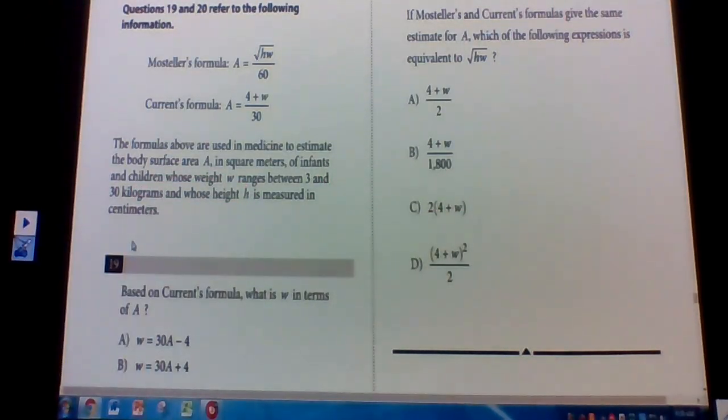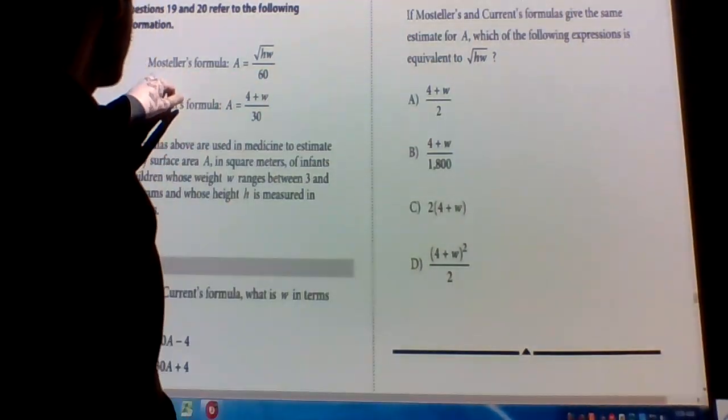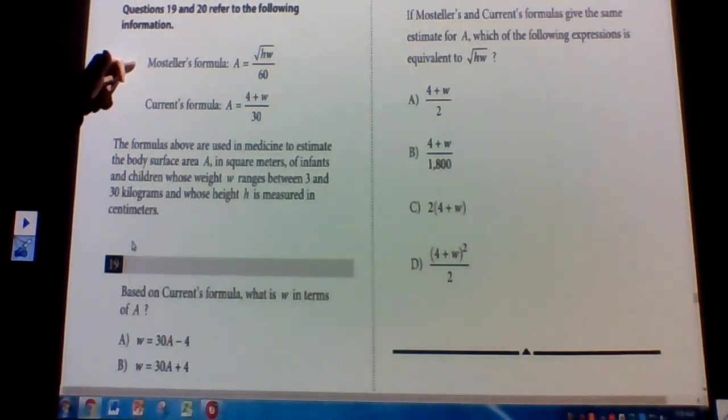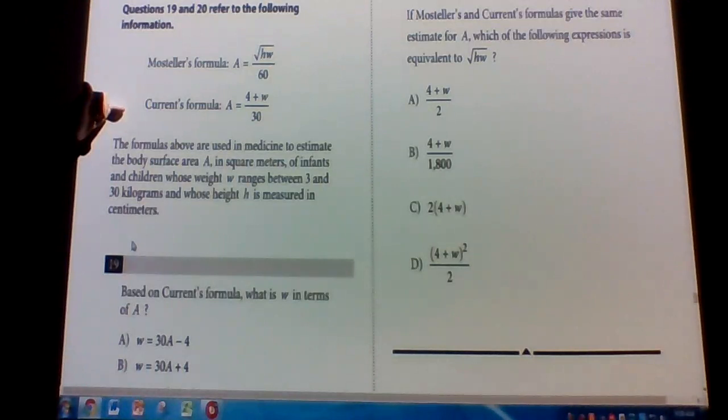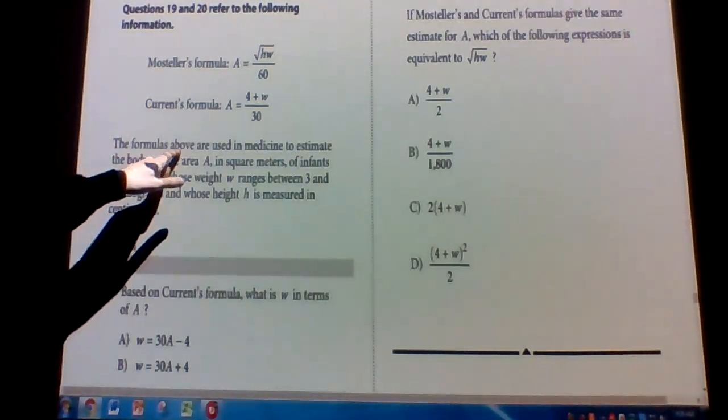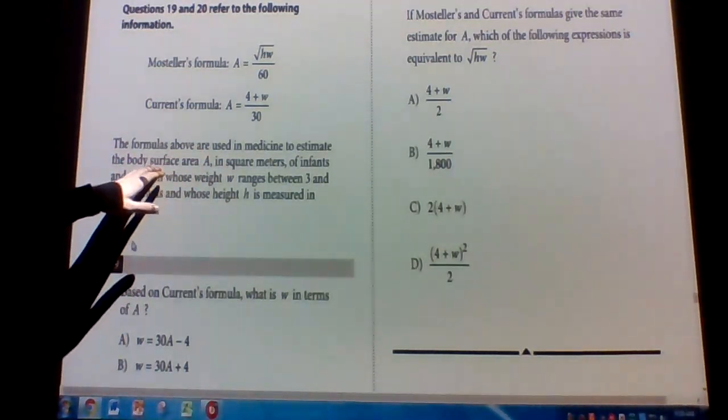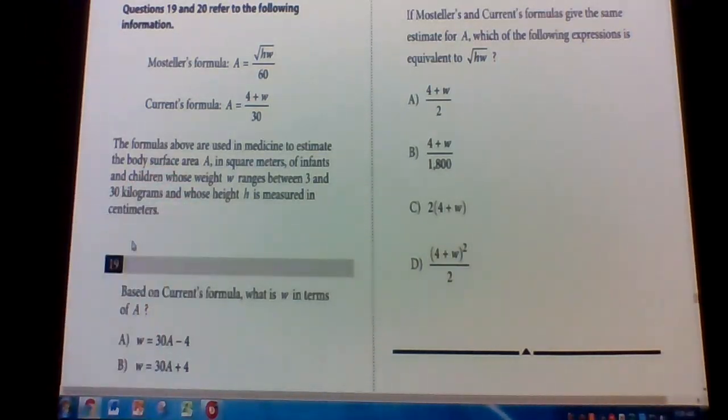Okay, for 19 to 20 here, we have Mosteller's formula, A equals square root of HW over 60, and then Current's formula, A equals 4 plus W over 30. The formulas above are used in medicine to estimate the body's surface area in square meters of infants and children whose weight W ranges between 3 and 30 kilograms, and whose height is measured in centimeters. Okay, based on Current's formula, what is W in terms of A?